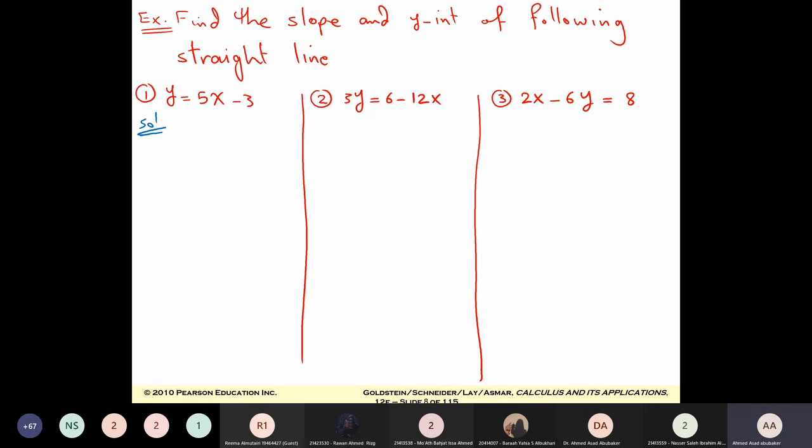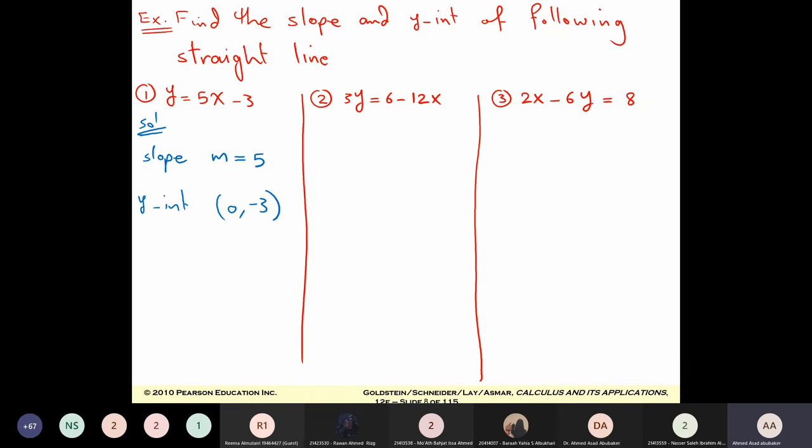Now, for the first equation, what's the value of the slope? For the first equation, the value of the slope equals what? Good, 5. So the slope m equals 5. And the y-intercept point equals negative 3. So 0, negative 3. If we need the point, it is 0, negative 3. We need the y-intercept, negative 3, okay?